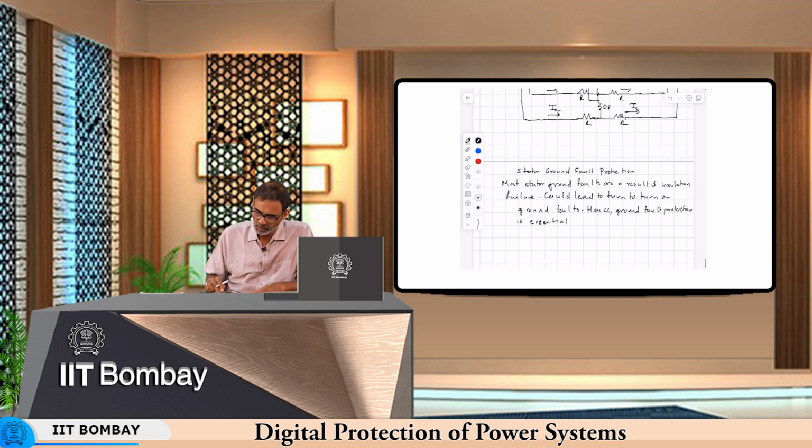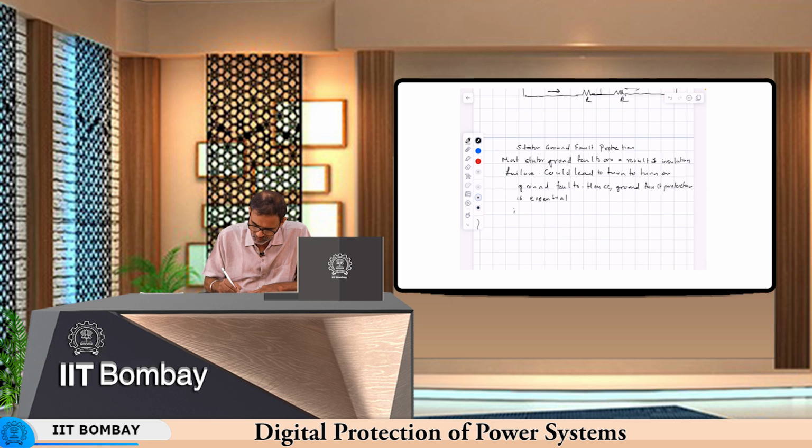Okay. So, for a generator, and for most rotating machines, some grounding impedance will be provided in the interest of limiting the fault current, or the ground fault current, because as we can see here, it could lead to these turn to turn or ground faults if the fault current is very high. So of course there is a trade off which we will see shortly.